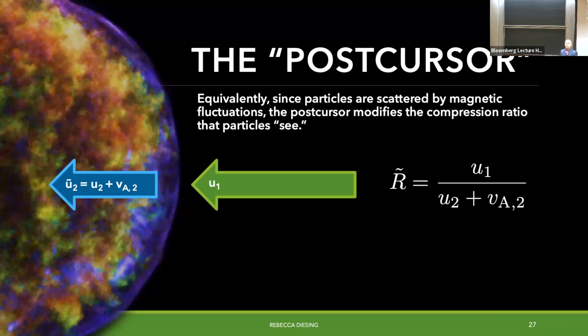Some sort of turbulent amplification. Yeah, this is the Bell instability. You could play this game with some sort of turbulent amplification as well, but Bell is what we seem to see in simulations, and it creates this really strong field amplification.